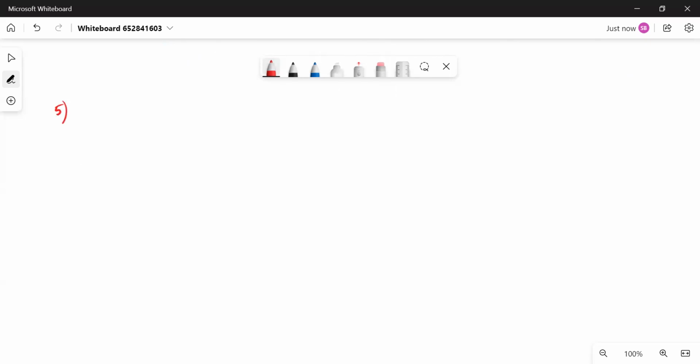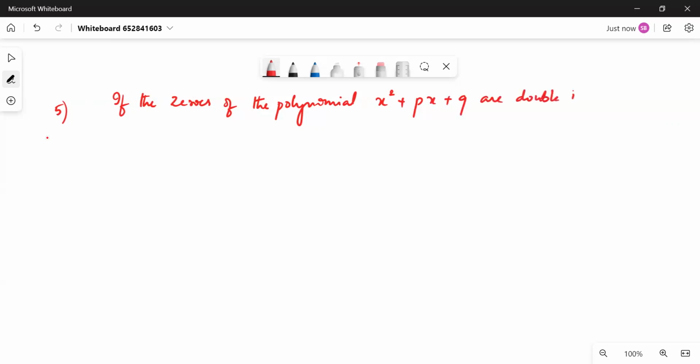If the zeros of the polynomial x square plus px plus q are double in value to the zeros of the polynomial 2x square minus 5x minus 3, find the values of p and q.